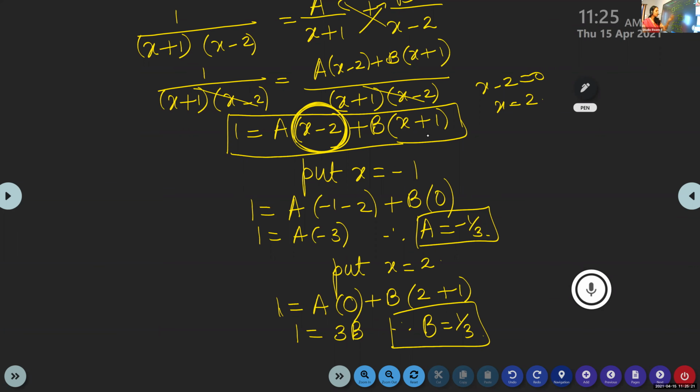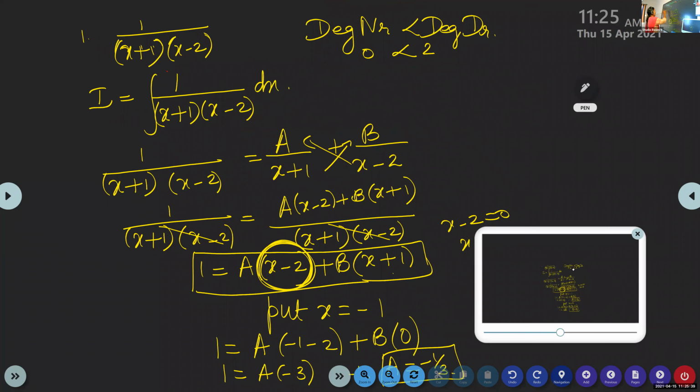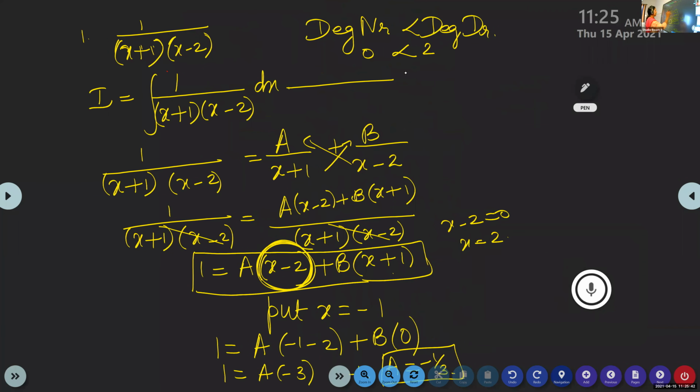You substitute the value and we get the value of a. When you put x is 2, we get the value of b. So we get the values of A and B. Once we have found A and B, recall that initially we named one equation as I. What is I? Integral of 1 by (x plus 1)(x minus 2), the given problem. The same problem we are splitting like this: A by x plus 1 plus B by x minus 2. There we are going to substitute.